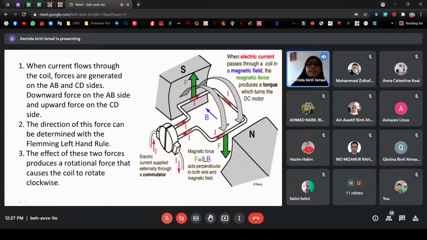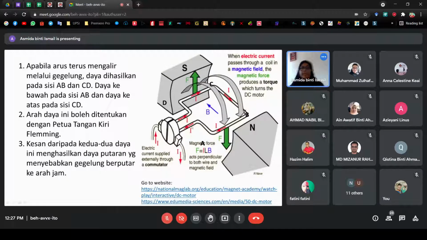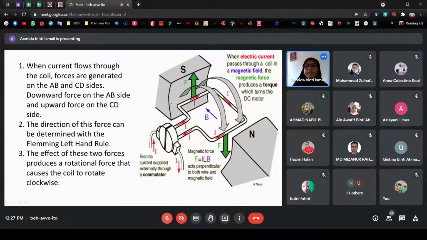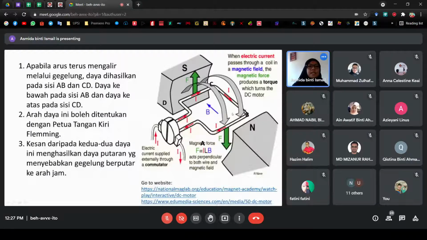So when you have a current through this, forces are generated on the AB and CD sides. Look here: this one is AB, this one is CD. Okay, this is the AB side, when the current flows through this side and this side.